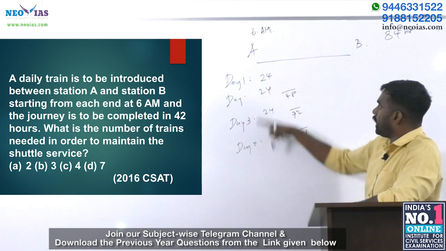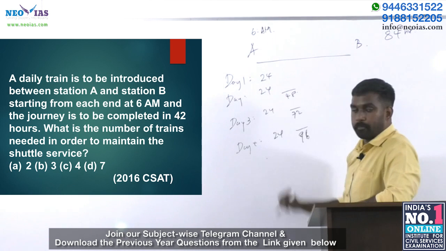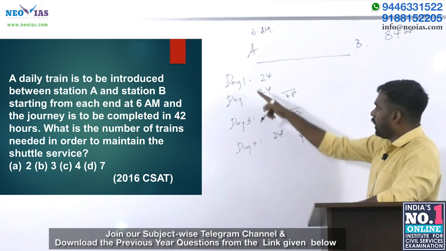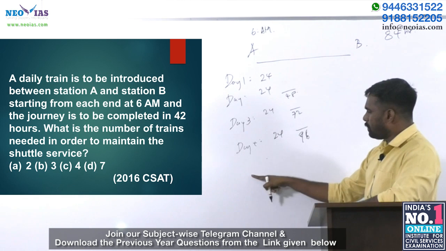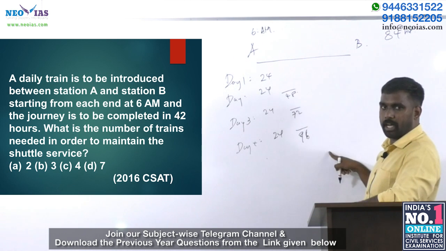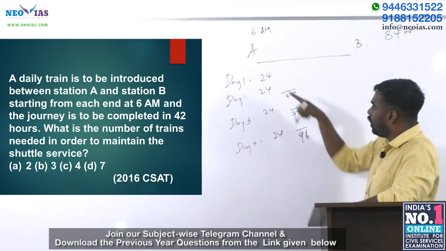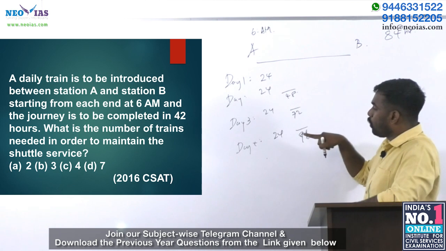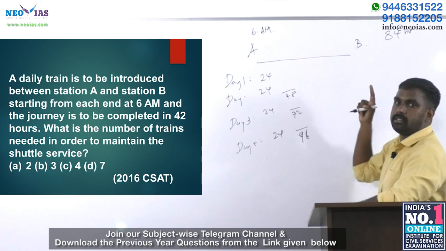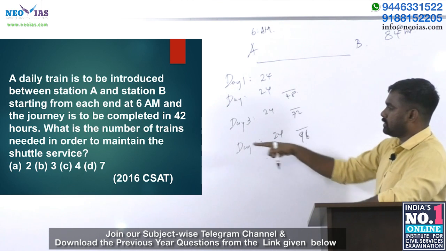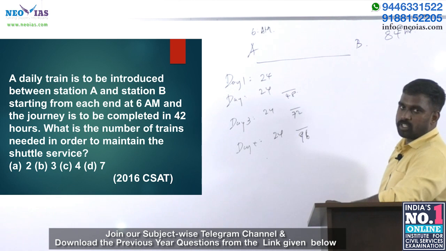So on day 5 we can again go with the same train, right. One train had gone from day 1 and returned on day 4. Again from day 5 at 6 a.m. we can run the same train. So how many trains are required? 1, 2, 3, 4. 4 trains are required to maintain this shuttle service. This is the answer, option C.